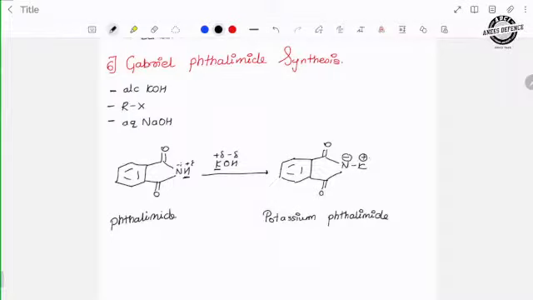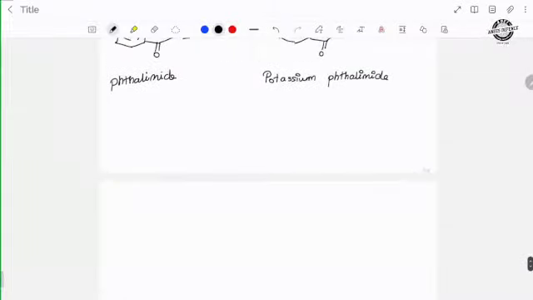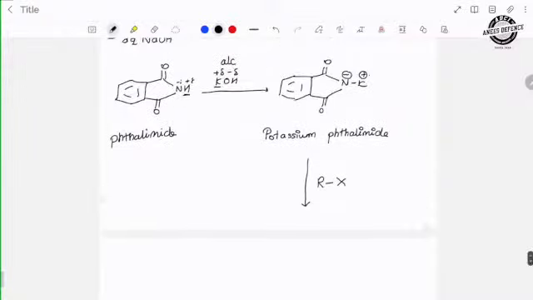Now I can go for my further reaction. Why? Basically, phthalimide was not reactive, so we made it reactive by treating it with alcoholic KOH. So this is alcoholic. Next reagent is RX, alkyl halide. Again, what we are going to do? Now this becomes reactive in nature. So we are gonna substitute with RX. We have partial positive charge on R and negative charge on X. Again, we are gonna substitute the partial positive K with my R group.